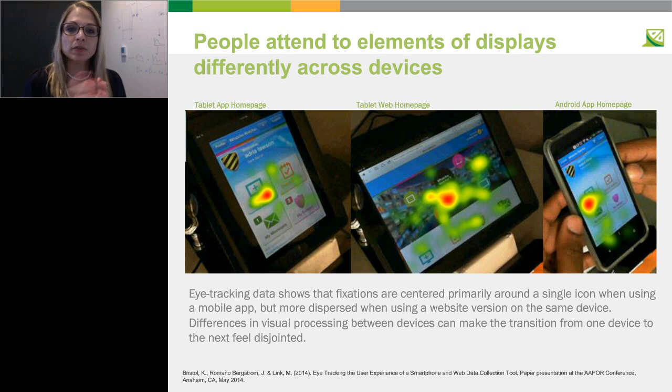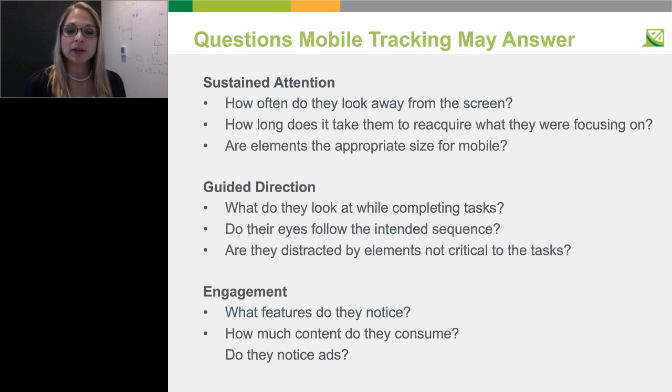So a number of different questions that mobile eye tracking may be able to answer for us. These are some of the common ones that people come to us and want to understand. For example, sustained attention. How long do people look away from the screen? Maybe they're thinking about something and they're looking away. Maybe they need to grab some other information, so they're looking away from the screen. So how long does it take them to come back and be engaged with our product, and then reacquire what they were focusing on?